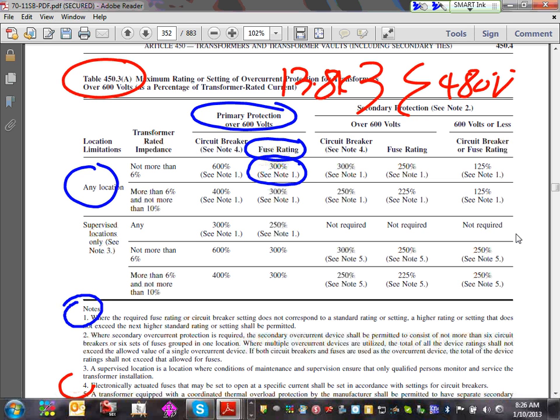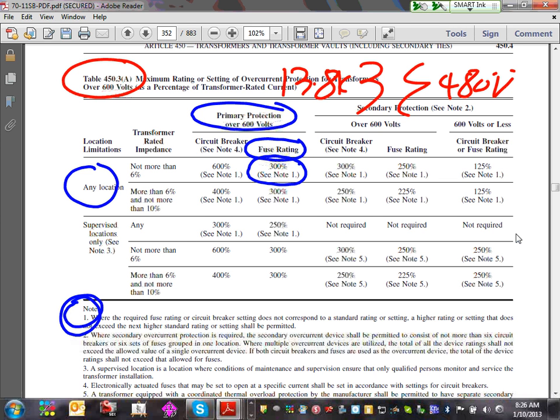If you read note number 1, it tells you if you did not hit a standard, what do we do? We go up. I know we covered this one before, but it's good to go over it one more time. Cool? Now, on the secondary side, let's do the secondary.